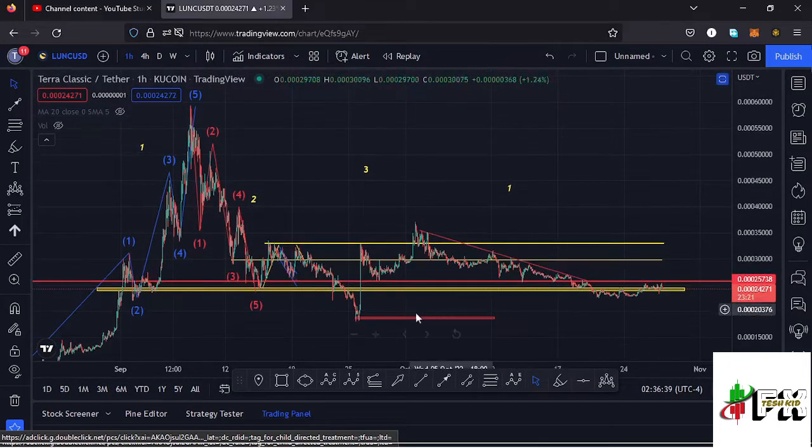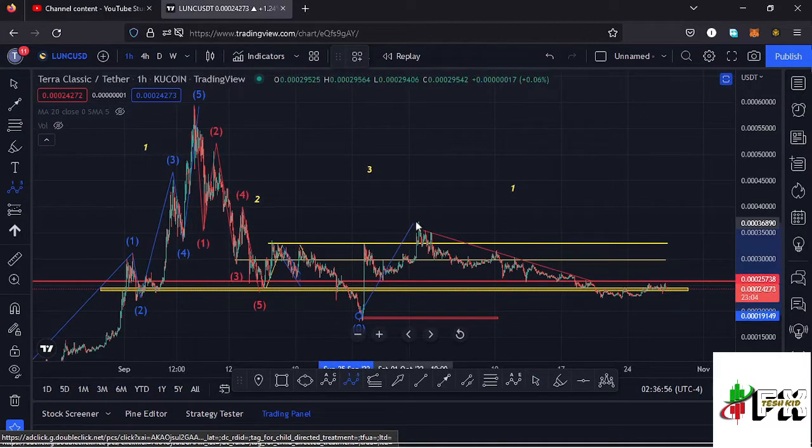After making our low down there, we saw a very nice impulsive movement to the upper side, managing to break above key areas of resistances, and also made our high at around the $0.00037 mark. And that movement to the upper side, I can term it as an Elliot wave structure, having this as the first wave to the upper side.